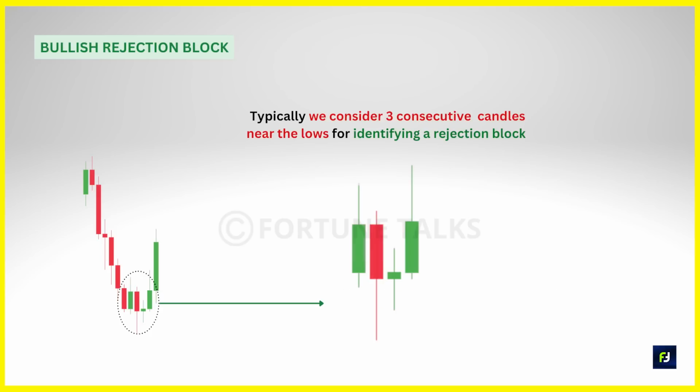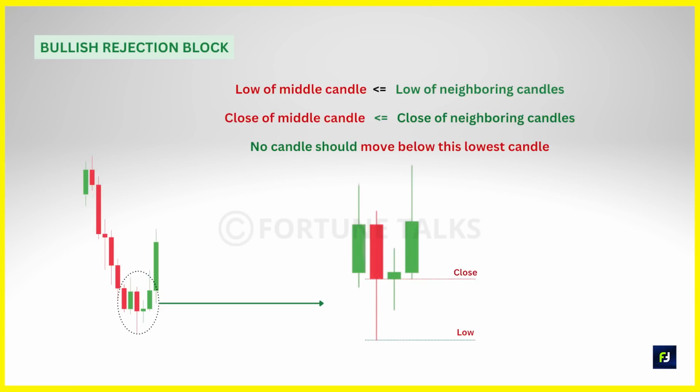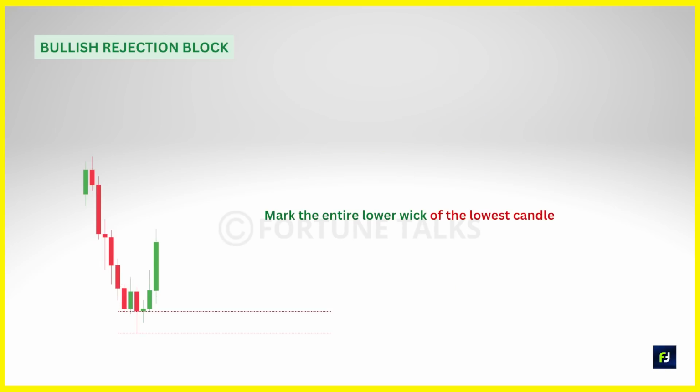Usually, we consider a 3-candle pattern in which the middle candle has to be the lowest of them all. The color of these candles is not really significant, but what is important is that the low of the middle candle has to be lower than its neighbors and the close price of the middle candle should be lower than or equal to the candles on the right and left. If these conditions are fulfilled, then we can plot the entire lower tail or wick of this middle candle. This will be our bullish rejection block.